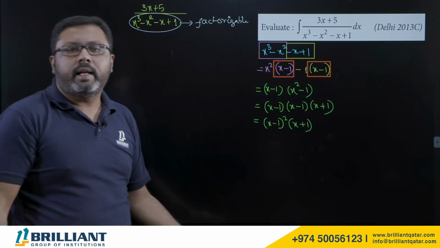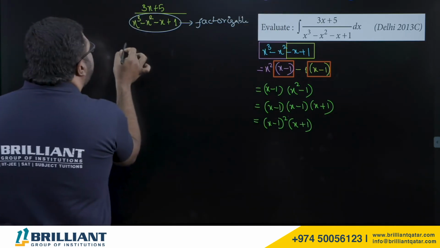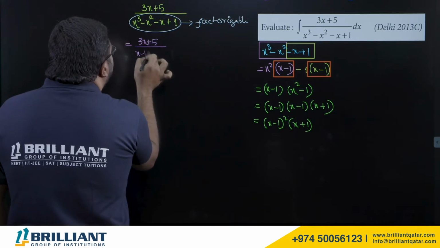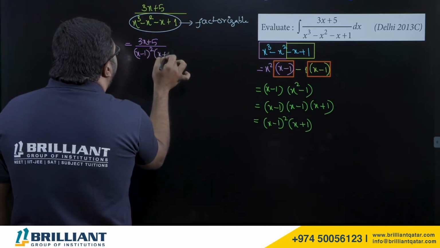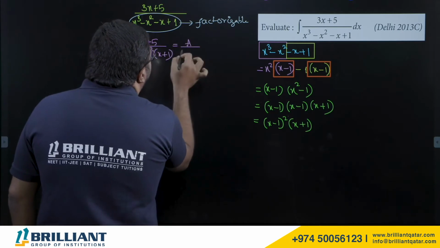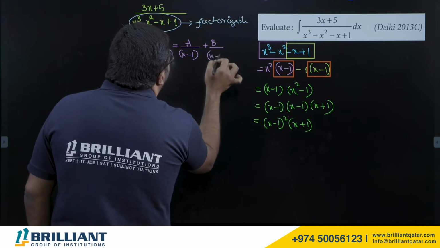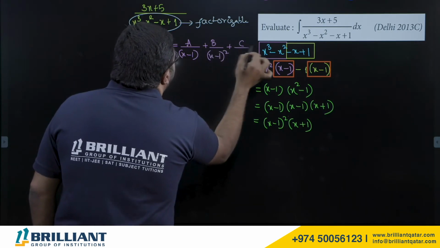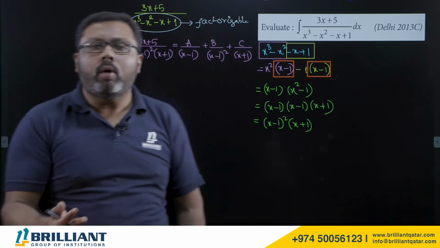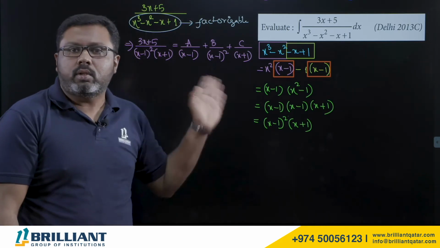I will not be solving this entire thing because the answer is very crystal clear now. This answer is going to be like 3x plus 5 divided by the repeated factor x minus 1 squared and a simple factor x plus 1. That is going to be A by the first factor x minus 1, B by the second repetition x minus 1 squared, and C by the third simple factor x plus 1. Then we have to use our normal method of partial fractions like we did in the previous question to solve it.